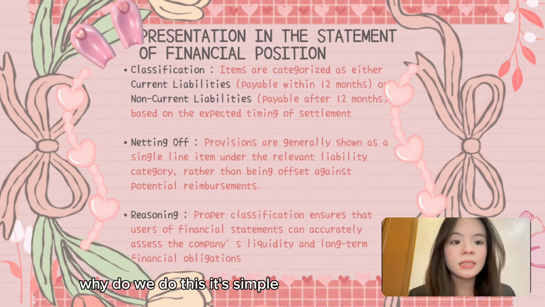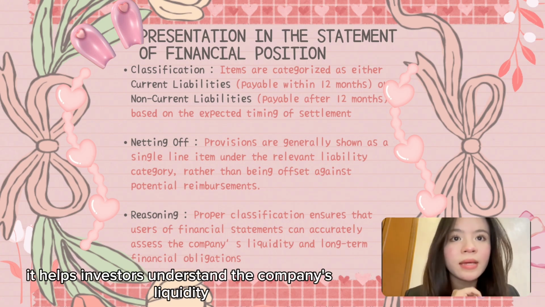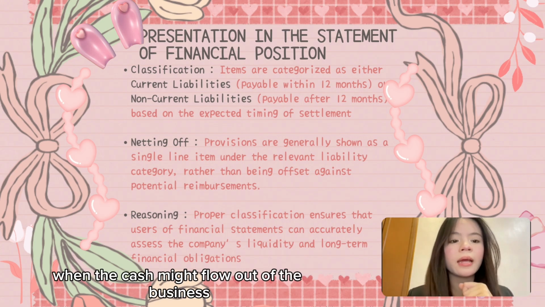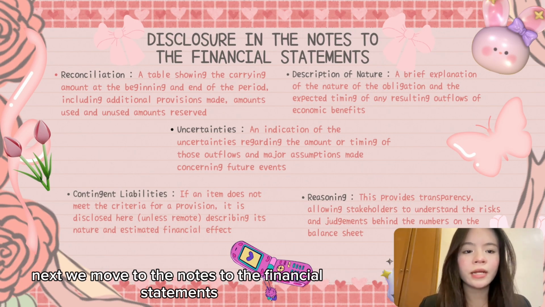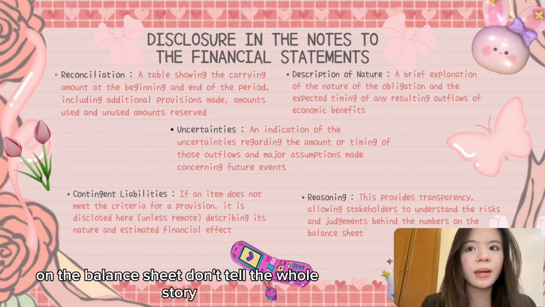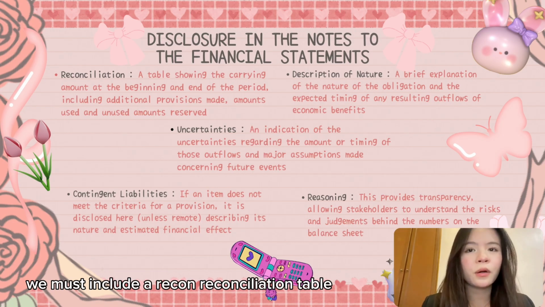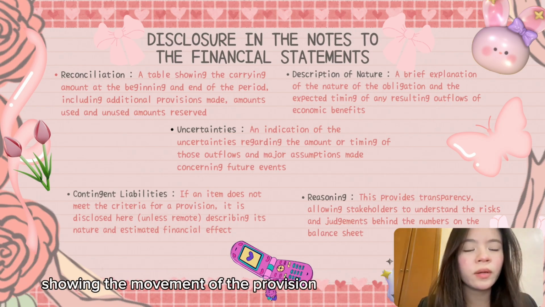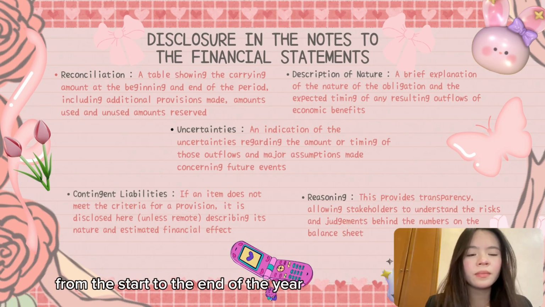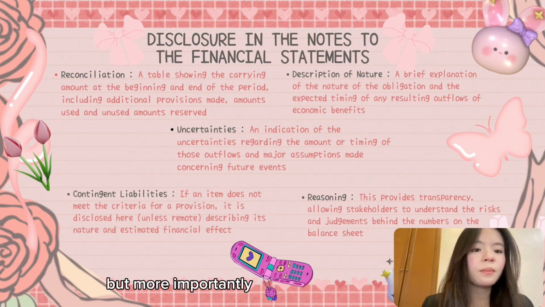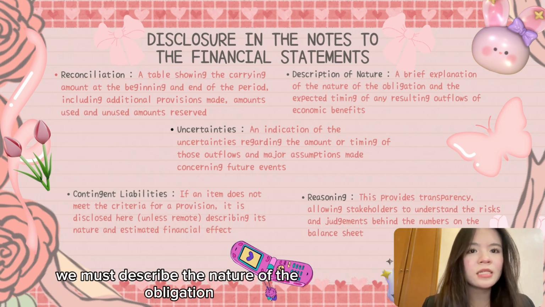Why do we do this? It's simple. It helps investors understand the company's liquidity and see exactly when the cash might flow out of the business. Next, we move to the notes to the financial statements. The numbers on the balance sheet don't tell the whole story, so the notes provide the details. We must include a reconciliation table showing the movement of the provision from the start to the end of the year. But more importantly, we must describe the nature of the obligation.